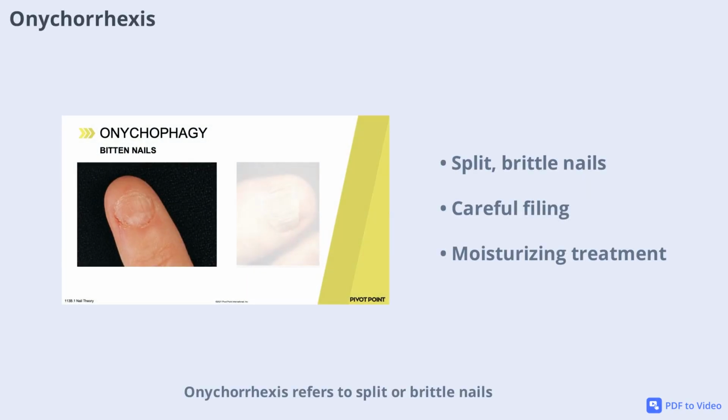Onychorrhexis refers to split or brittle nails, which are easily recognizable. File with an emery board carefully and soften nails well before trimming. Moisturizing treatments can help manage this condition, though it may be permanent in some cases.